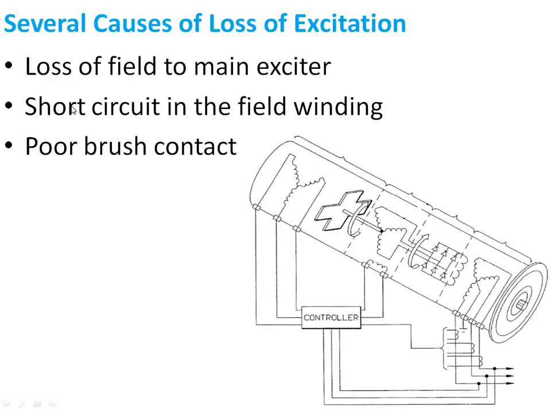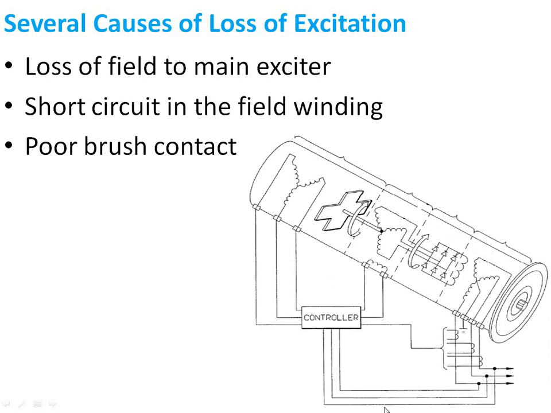Now we'll see the various causes for the failure of this excitation system. Okay. So this diagram will indicate the brushless excitation system.